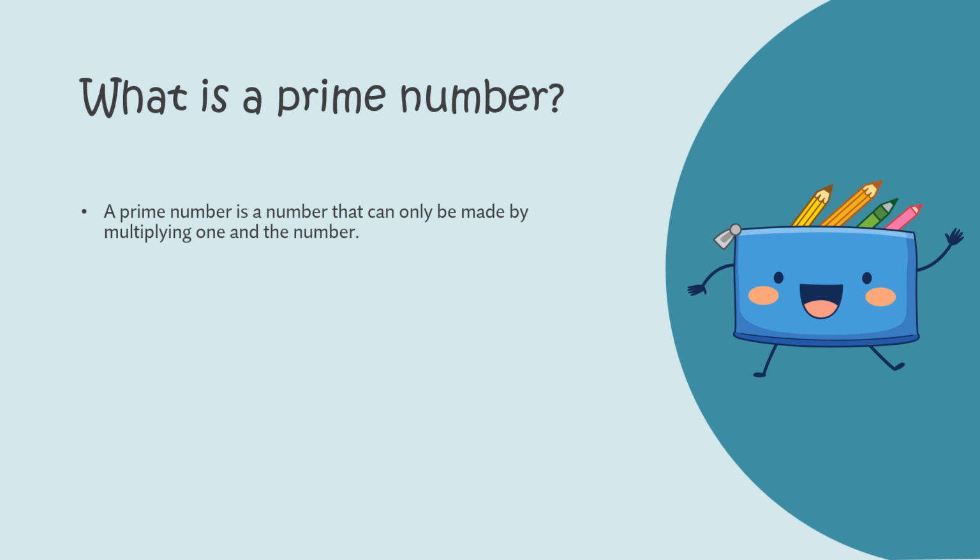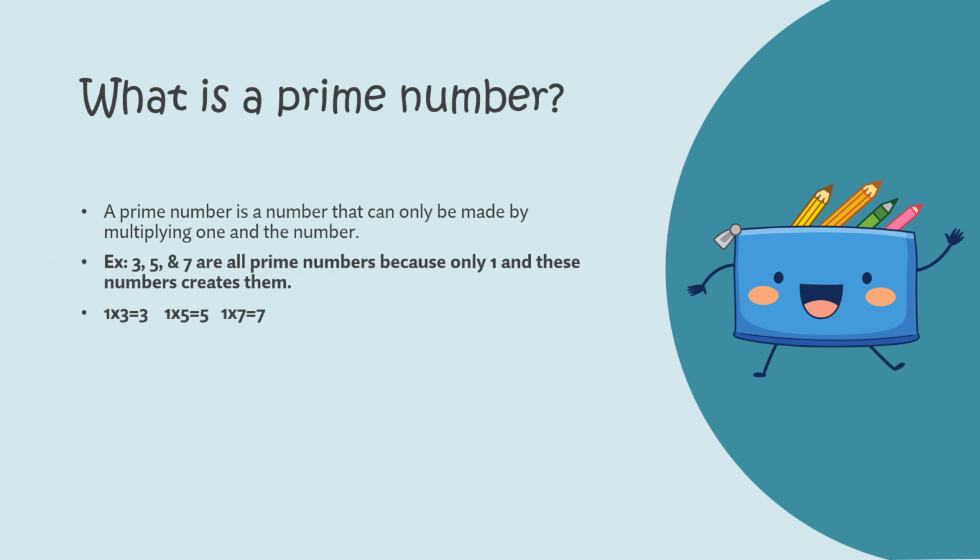Some quick and easy examples of that are the numbers 3, 5, and 7. Because we can't get anything except for 1 times 3 to make 3, or 1 times 5 to make 5, or 1 times 7 to make 7. So we know that 3, 5, and 7 are all considered prime numbers because of that.